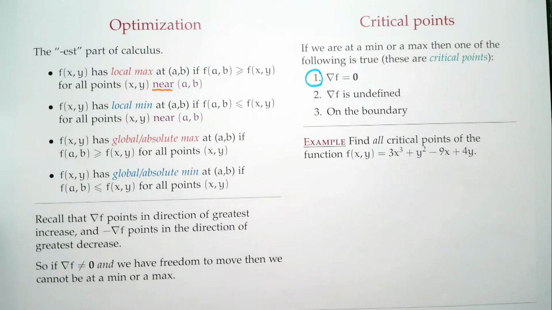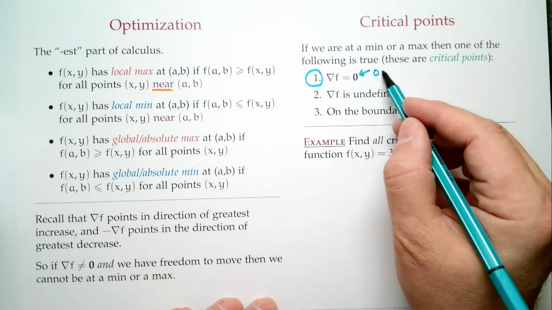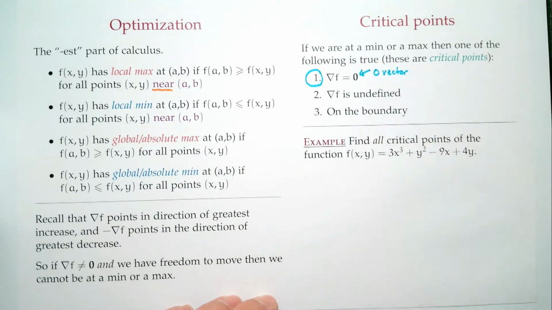Also, there's no boundary, because a boundary would be where you have your domain, and there's no restriction on our domain. We go on forever in all directions. So really, this truly is a case where we just need to look for where the gradient equals 0. And of course, I should point out that this 0 is the 0 vector, not the number 0, which is why sometimes it's hard to see that it's a bold 0.